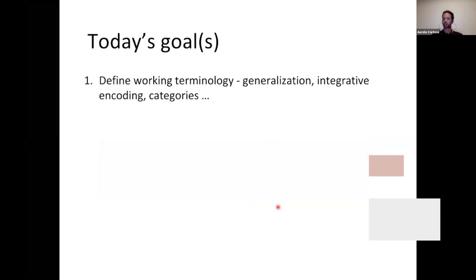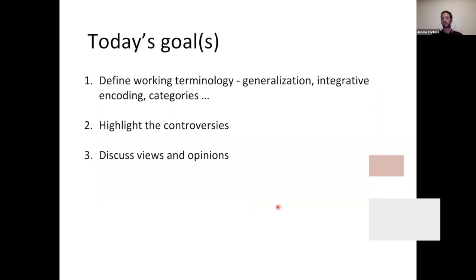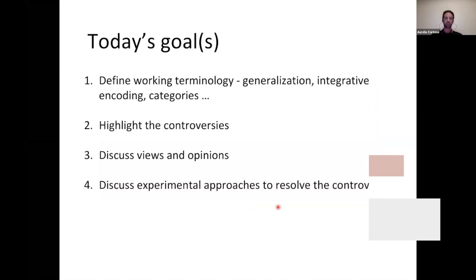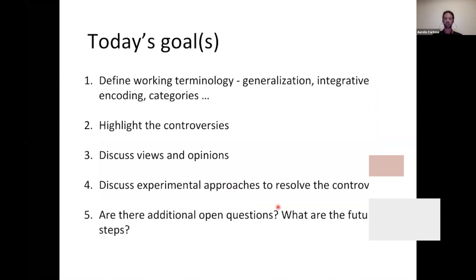So today's goal, first of all, we'll define a bit of the working terminology. We'll try to highlight what the controversies are in these ideas of integrated memories versus category-based inference. Discuss different views and opinions, hopefully in a nice and polite way. Then also try to discuss experimental approaches that could resolve the controversies. And finally, perhaps try to find whether there are additional open questions that we didn't think about that are important, and from there, go on to future steps.